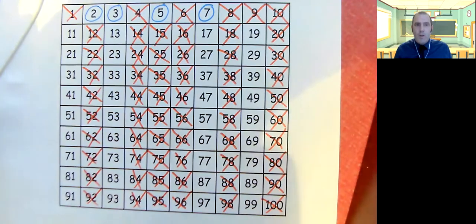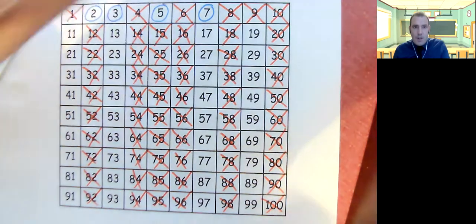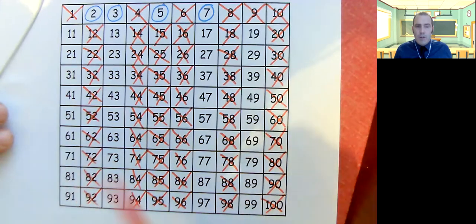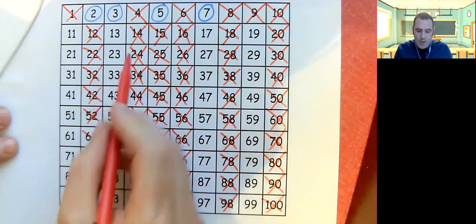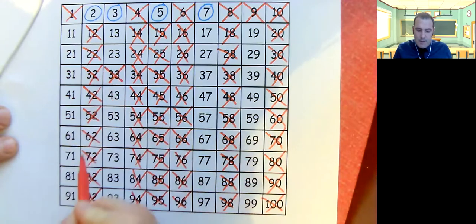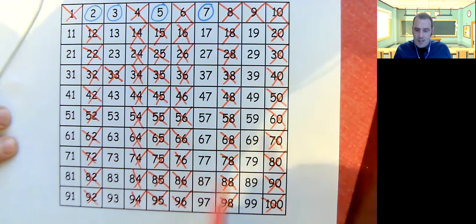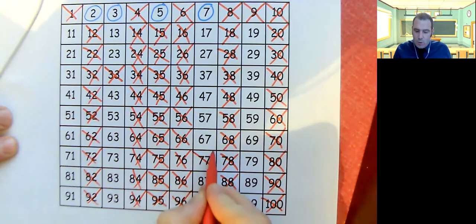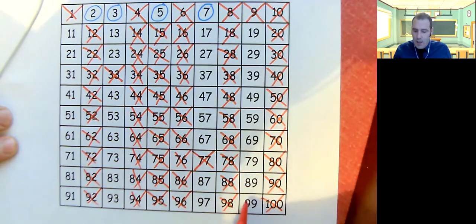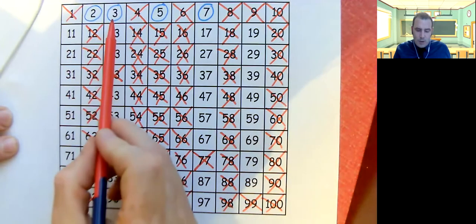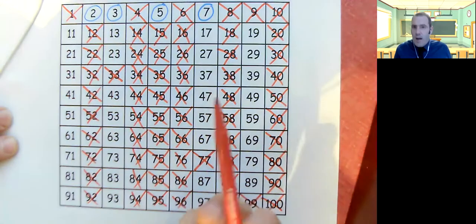We can also use our times table knowledge. Now, I've got 11 here, but I also know multiples of 11. So 33 is a multiple of 11. I've already crossed out 44, 55, 66, 77 is also a multiple of 11, and 99 is also a multiple of 11. I can also start thinking about my multiples of 3 because I know how to count in threes.